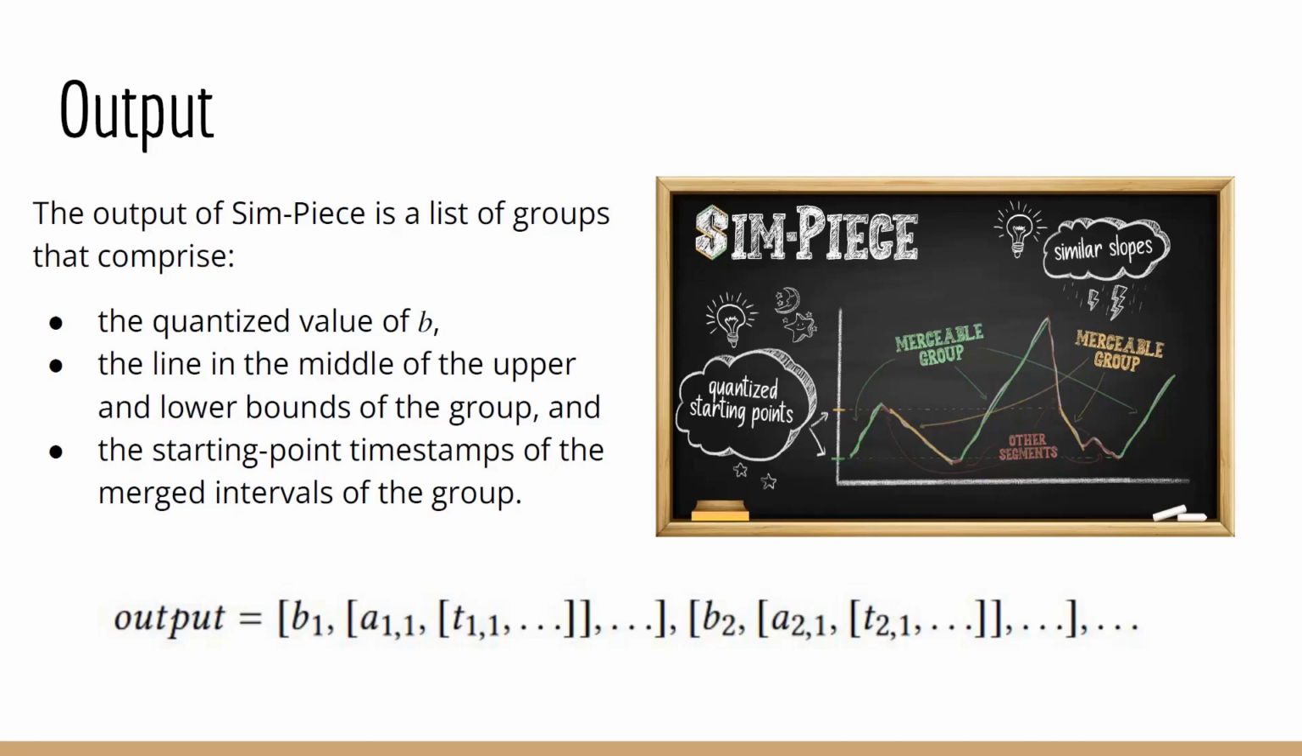Using quantized starting points is important because of the output we use for SymPiece, which is a list of groups that comprise the quantized value of B, the line in the middle of the upper and lower bounds of the group, and the starting point timestamps of the merged intervals of the group.